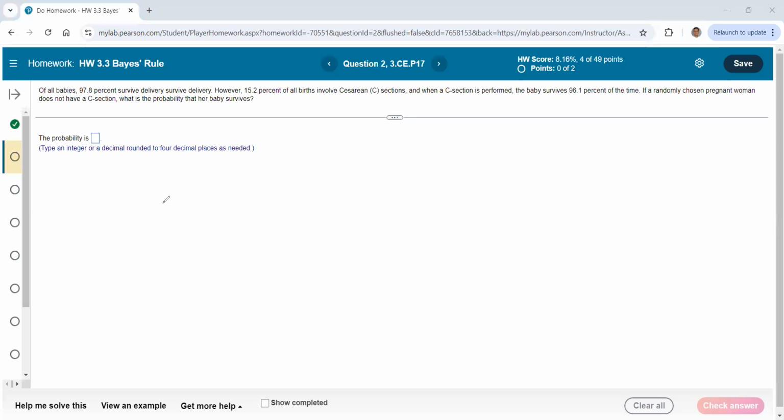Okay, so there are 2 types of things. One is C-section or not, and then you have survive or not. It's very helpful to draw a tree diagram. So we're going to do that. All right, so there are two situations, C or no C, right? And then survive or not.